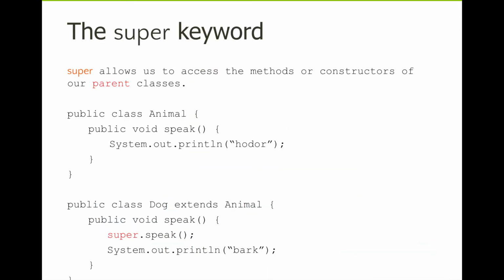That's just so cool. So we do this using the super keyword. It allows us to access the methods or even the constructors of our parent class. So let's say, for example, we have an animal class, and it has a method called speak. So what I could do is I could have my animal speak and it would say Hodor, just as an example.